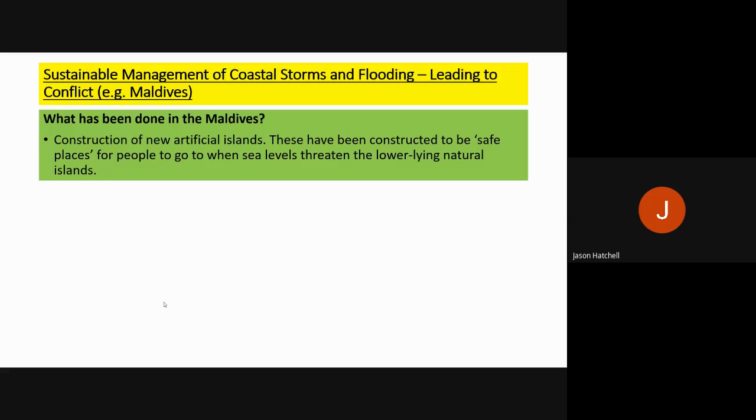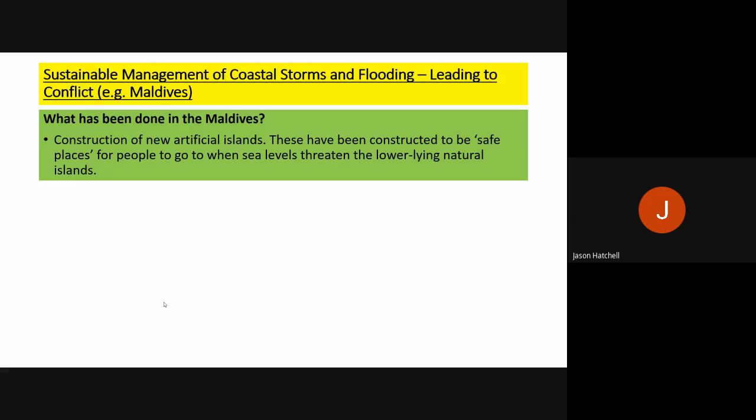Now, in terms of that, we want to think about sustainable management. So remember, sustainability is all about managing today what we can, but also not damaging the prospects of future generations, so allowing them to also be able to manage that coastline and have it as an element or asset of their life. So management can lead to conflict, like in the Maldives. In the Maldives, we've had a construction project of new artificial islands.